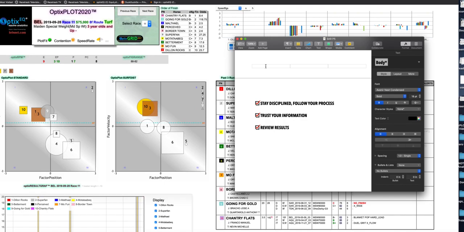Some days it's going to be really good, some days it's not going to be good. But in the long term, if you trust your information, you'll get results. If you don't trust your information, then change your information, would be what I said. I do trust my information. I only use Optix. I'm not saying that because everyone should, but that's what I use. I trust it, and I stay the course.